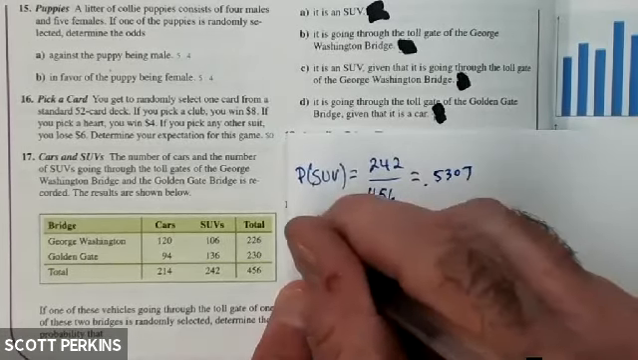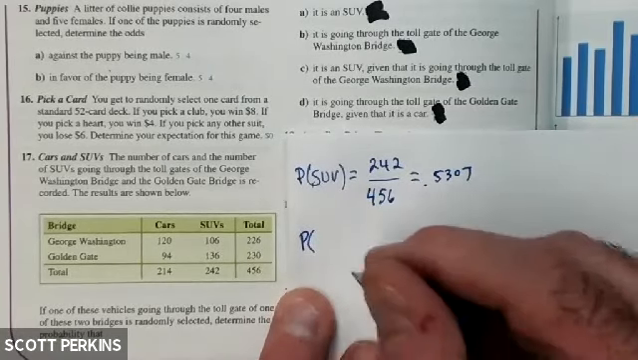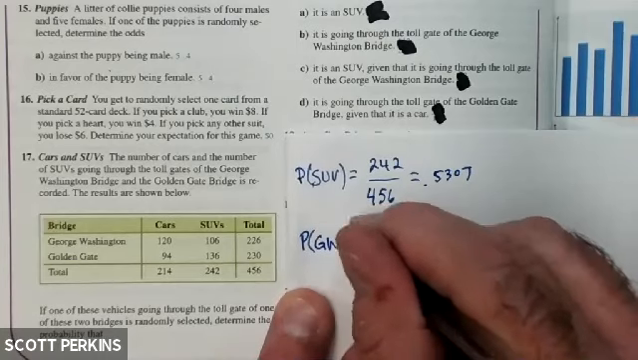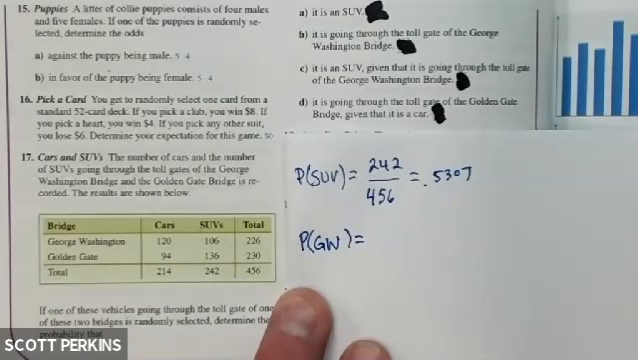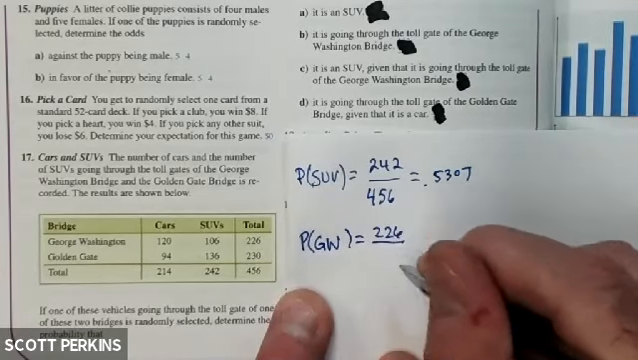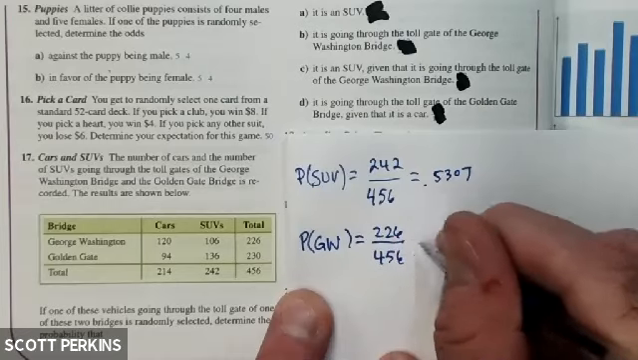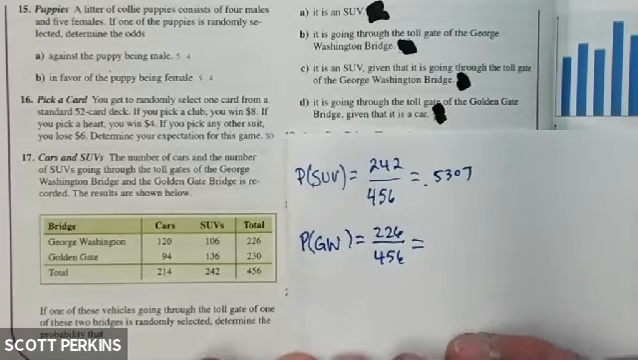The next one is, again, another straightforward probability problem. What's the probability that it's going through the George Washington Bridge? I'm just going to abbreviate that, the GW. How many vehicles went through the George Washington Bridge? 226 out of, again, 456 vehicles that I have been monitoring here. So 226 divided by 456 to 4 decimal places, that's 0.4956.